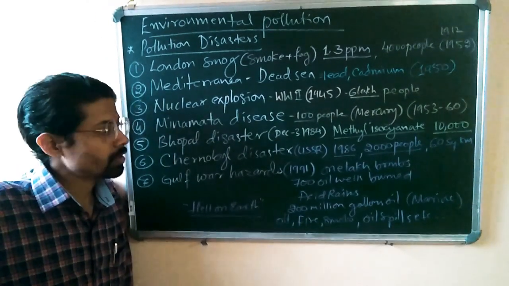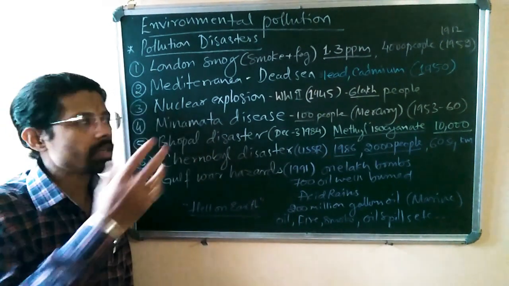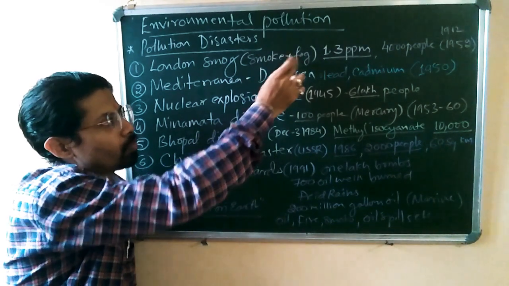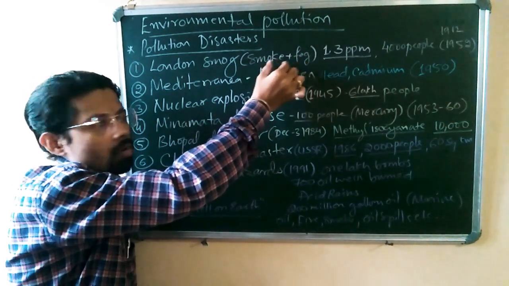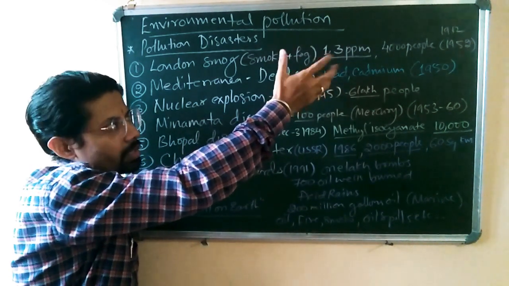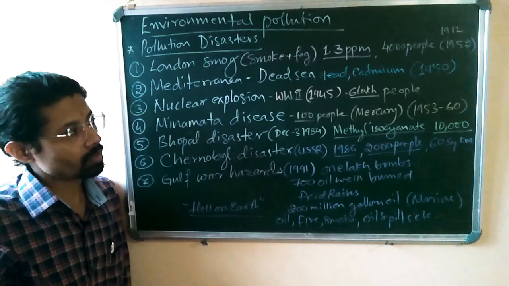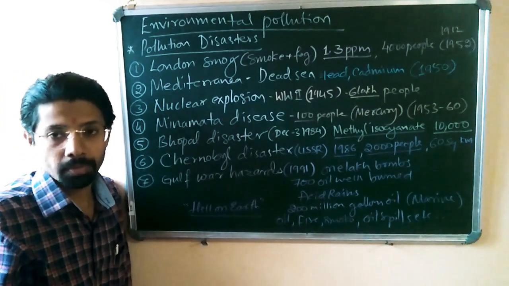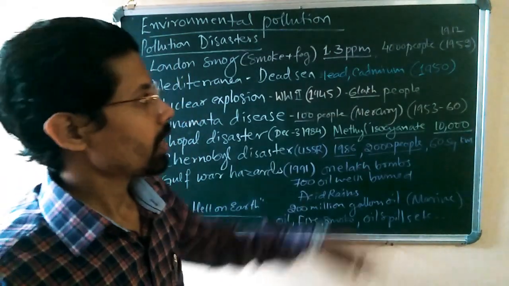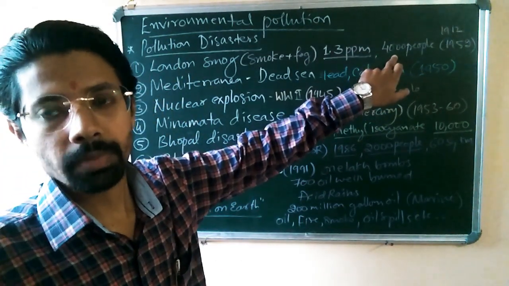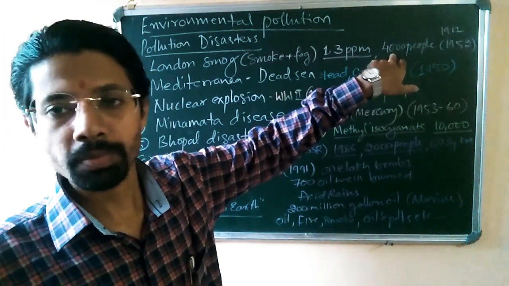So first is what you call the London smog. What is smog? Smog is the mixing of two important substances, that is smoke and fog. When smoke and fog mix together, they form smog. The concentration in the atmosphere was around 1.3 parts per million, and around 4,000 people died. In 1912, 4,000 people died.